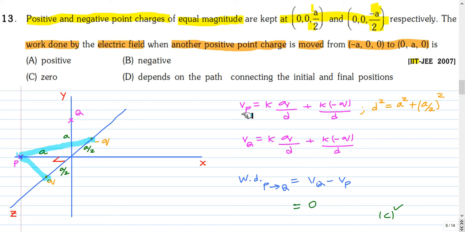So the values of potentials at point P and Q are the same. This we can also understand by symmetry argument, because both P and Q are equidistant from the charges plus Q and minus Q. So the potential at point P and point Q should be the same, because it depends on the charge value and the distance, how far it is. So the work done in moving from P to Q is Vp minus Vq, that is 0. So the work done is 0. The correct option is option C.